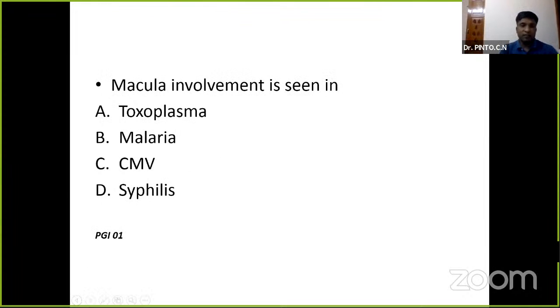Macular involvement is seen in toxoplasma, malaria, CMV retinitis, and syphilis. You know that in a case of malaria, malaria normally causes just a retinitis. But CMV retinitis involves the vessels. Even syphilis causes peripheral retinal involvement. But in a case of toxoplasma, there will be macular involvement. Macular chorioretinal scar formation is seen in a case of toxoplasmosis, and it involves the macula.